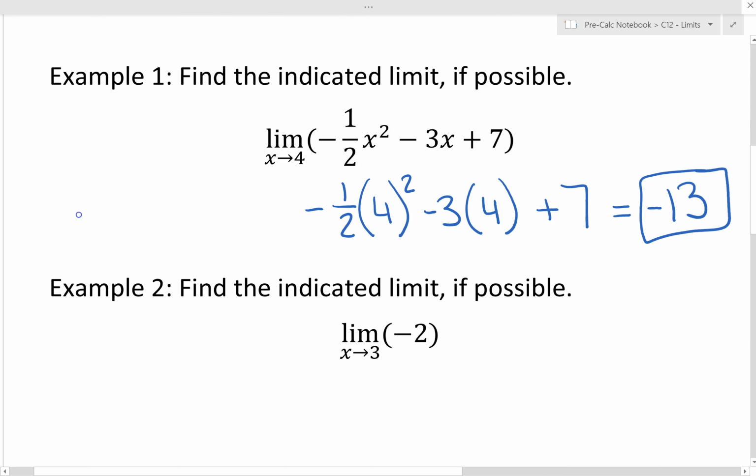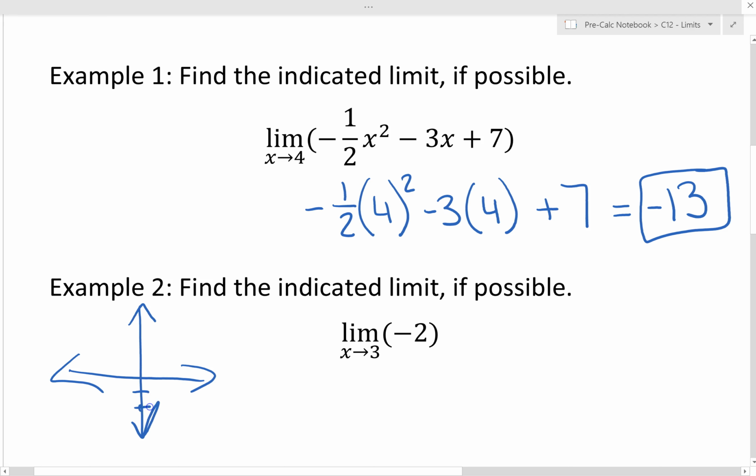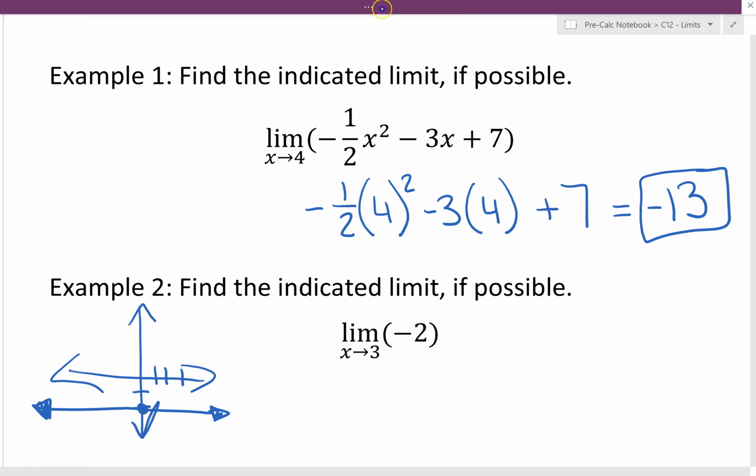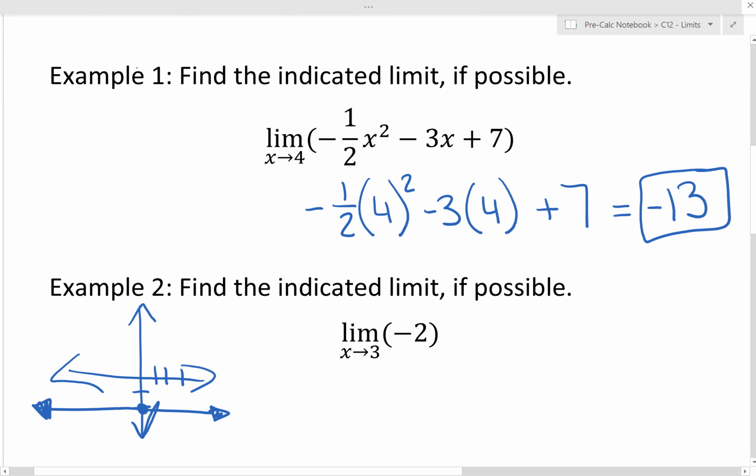Okay. Here's example 2. So what type of function is a -2? Well, that is just your constant function. So we would go to -2 and then draw a line. Okay. So as x approaches 3, so let me draw a vertical line so that some of you guys could kind of see that.